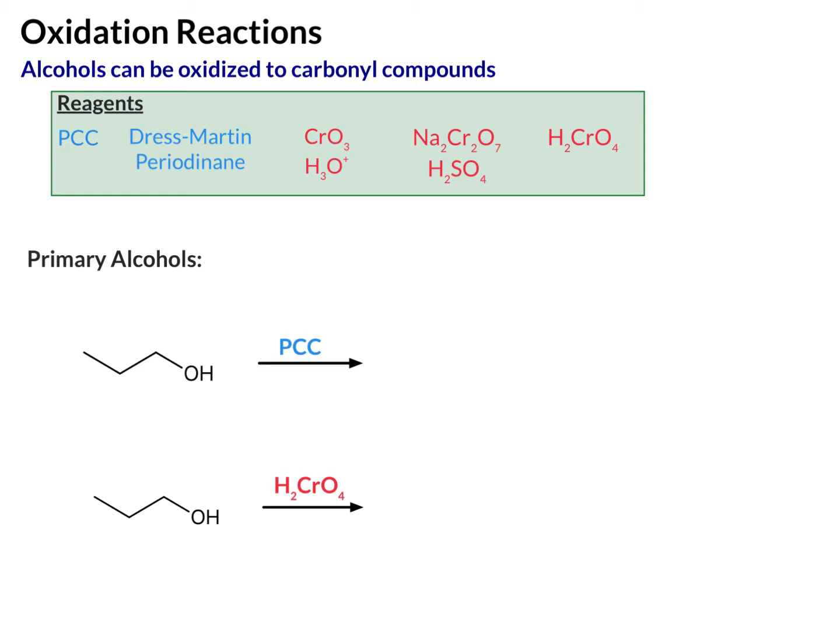Next, we're going to take a look at some oxidation reactions. So for oxidations, you'll often see the oxidation abbreviated as an O in brackets. And in the simplest terms, this is the opposite of a reduction. So that means we're decreasing the number of CH bonds and/or increasing the number of CO bonds.